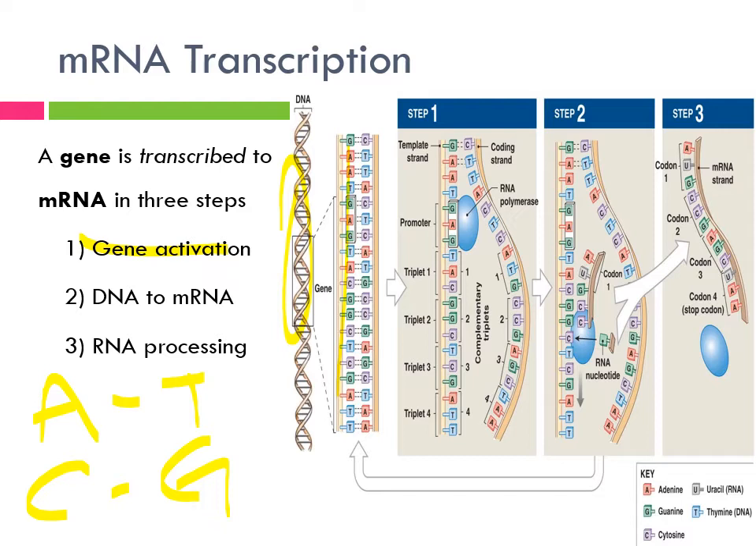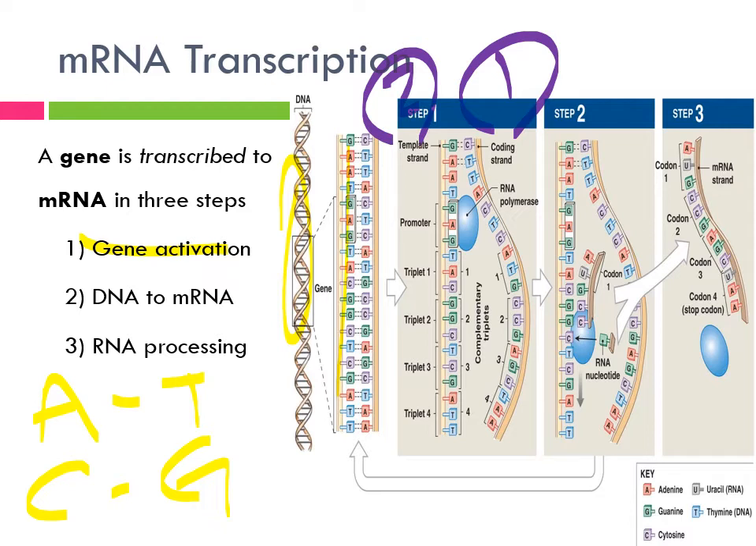So the DNA has two strands, a coding strand and a template strand. The coding strand contains the code to manufacture proteins. The template strand contains the complementary code. So adenine and thymine are complementary, cytosine and guanine are complementary.